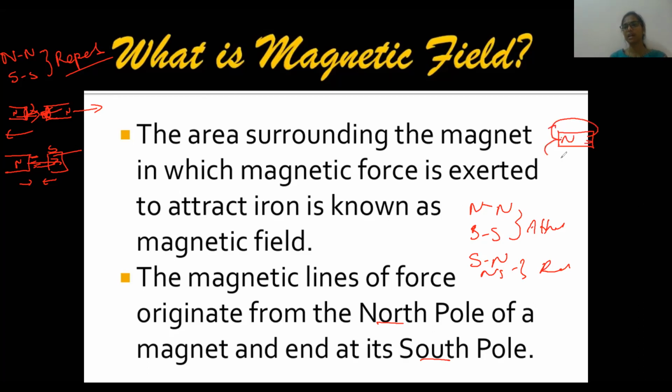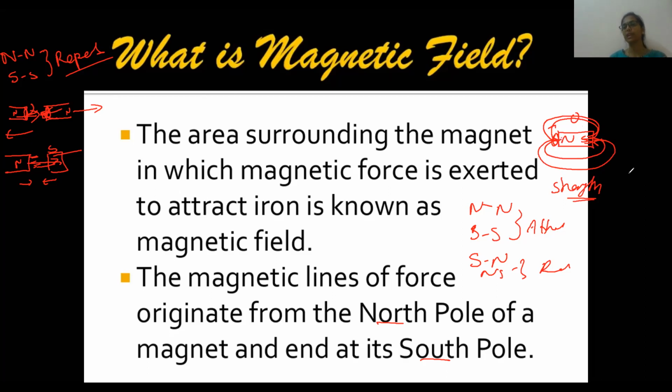Like this. It will start at north and end at the south. So you can see here all the lines are starting here, ending here, starting here, ending here. That means the number of lines per unit area is more here, but here the number of lines is less. That is why we say the pole's strength is more. If the number of lines is more, the pole has more energy, that means more strength.